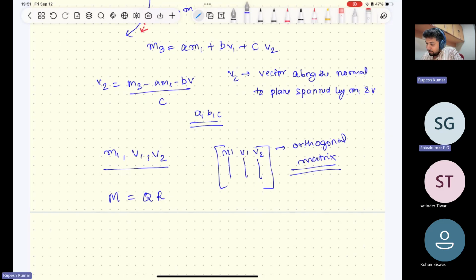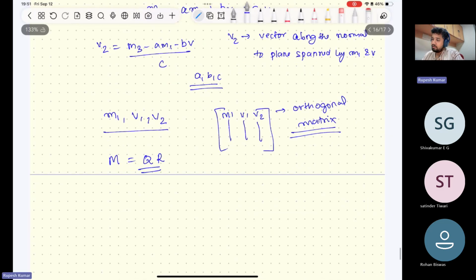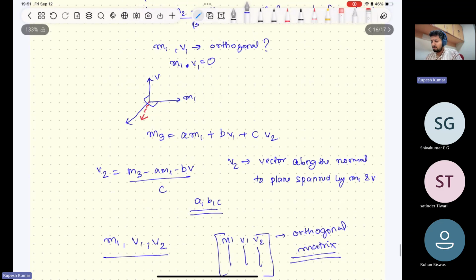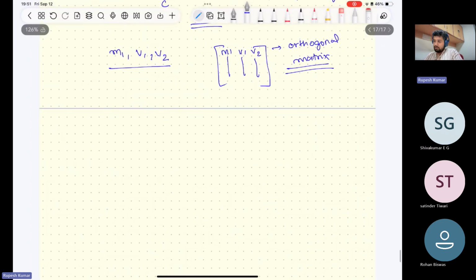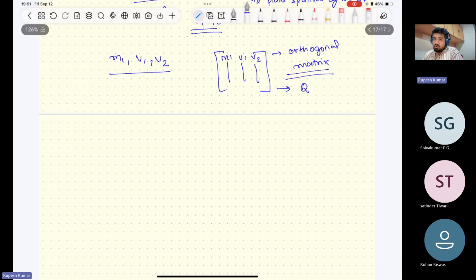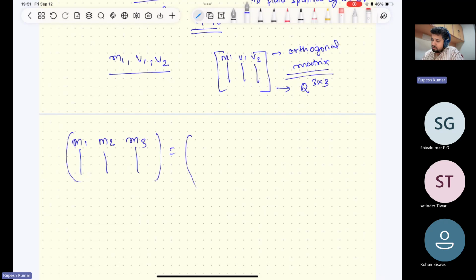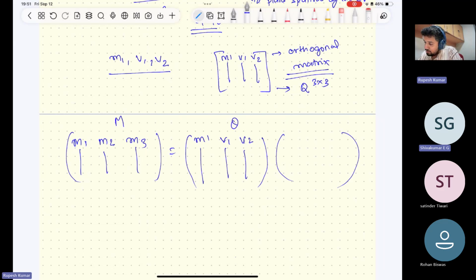Then your M can be written as Q into R. So let's see what QR is here. Everyone, do you understand this process? What I was doing was very easy, very simple steps, using the ideas that you have seen already. Now from here, I am building a pattern. Let's call this orthogonal matrix Q, a 3 cross 3 orthogonal matrix. Now you have a vector M1, M2, and M3. And let's write this orthogonal matrix m1, v1, v2, multiplied by something. So this is matrix M, this is Q.